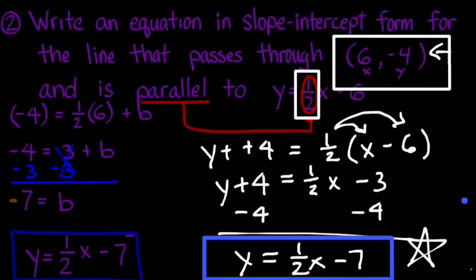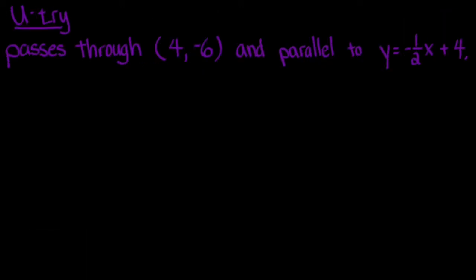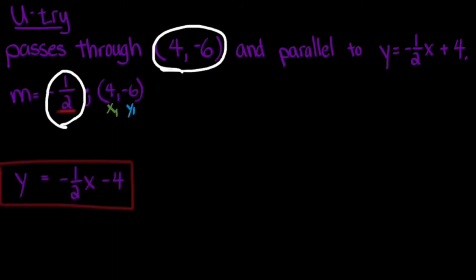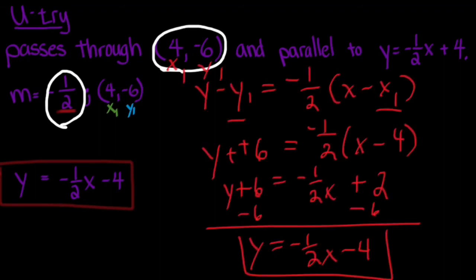The nice thing about doing point slope form is it gets you ready for Algebra 2 later. So go ahead and try this one, pause the video, and then check your solution when you're ready. And we get y equals -1/2 x minus 4.